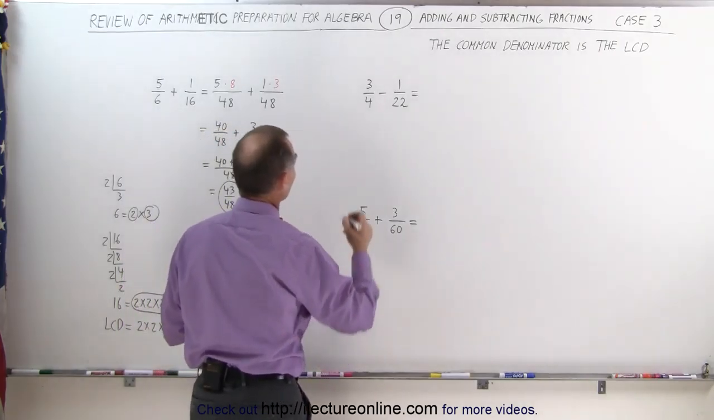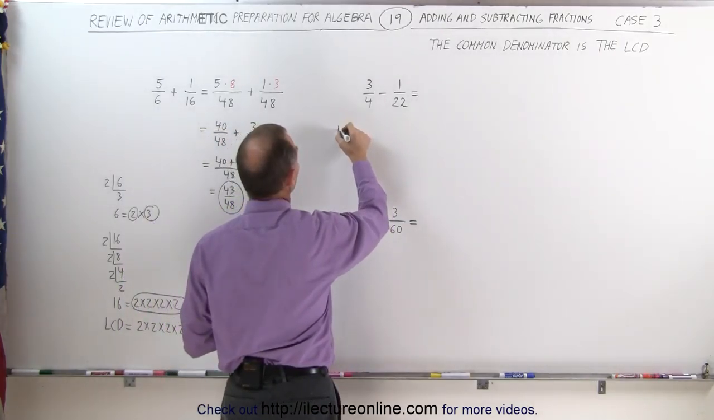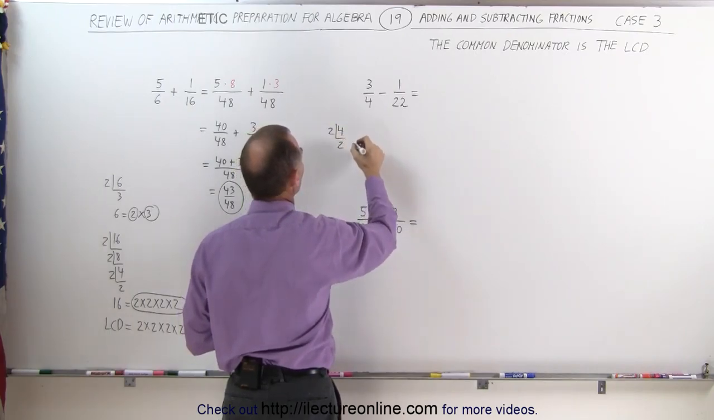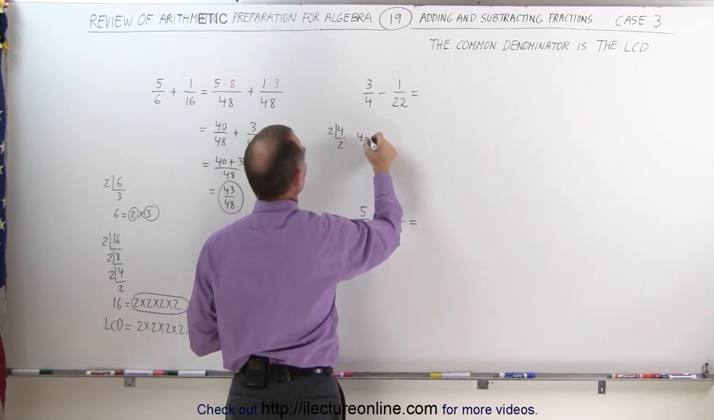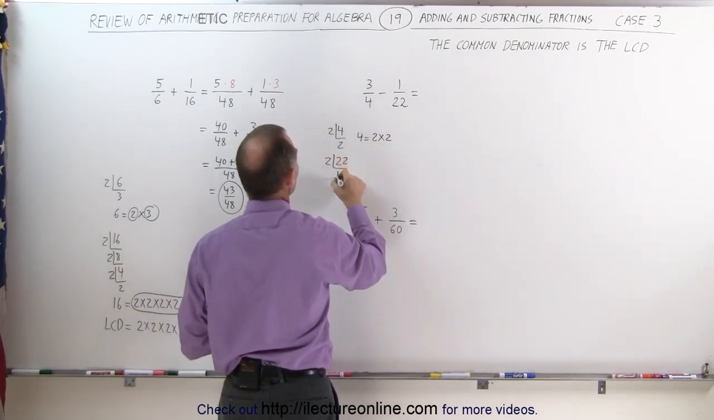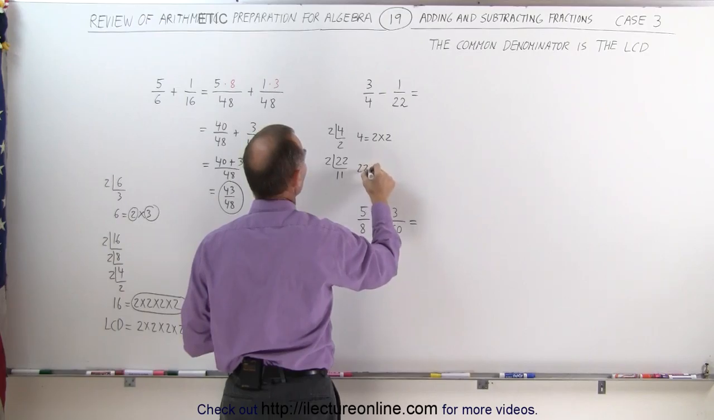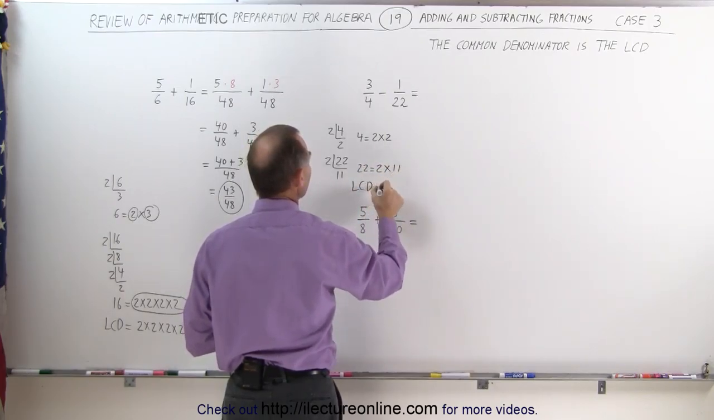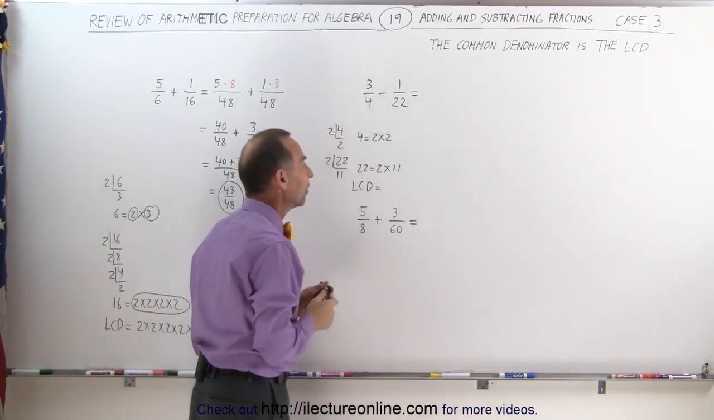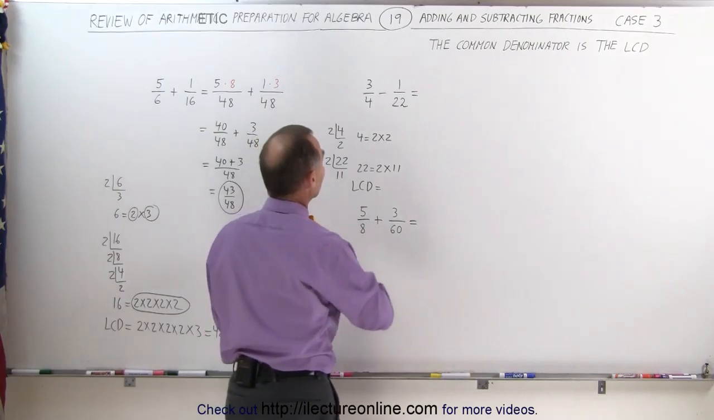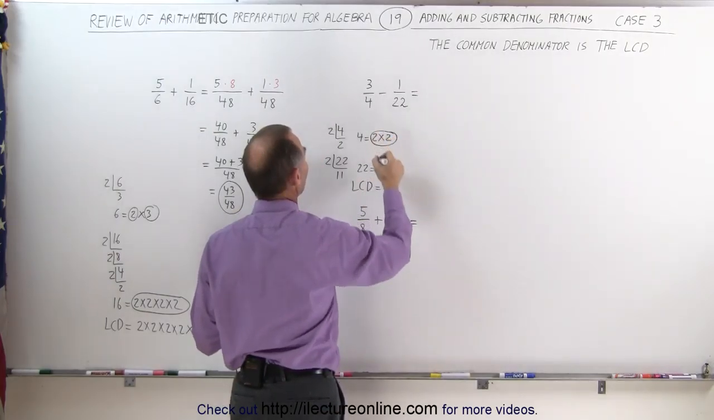Let's do it on the second example. Now there we have a subtraction, but again, before we can subtract, we need to find the common denominators. The common denominators can be found as follows. 4 can be written as 2 times 2, because 4 divided by 2 is 2. 4 equals 2 times 2. And 22 is divisible by 2, which gives me 11. That means 22 can be written as 2 times 11.